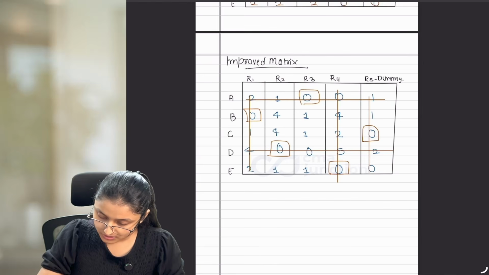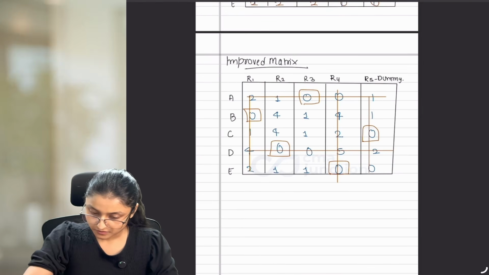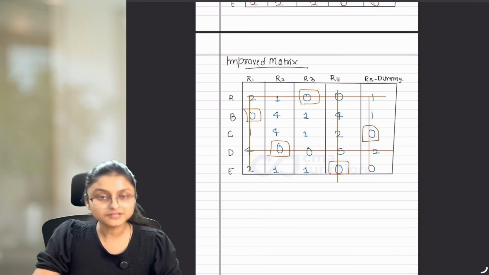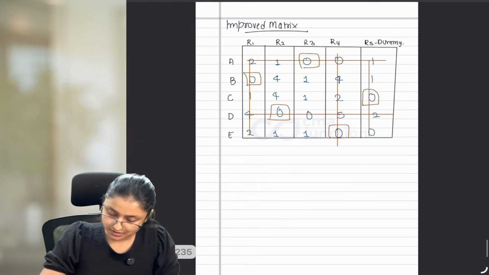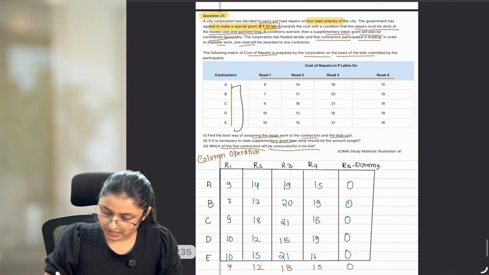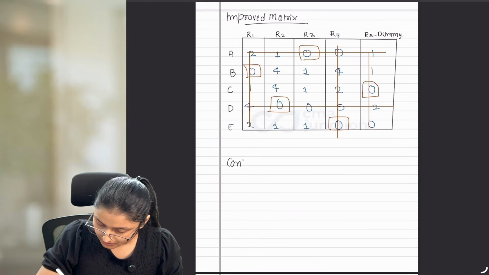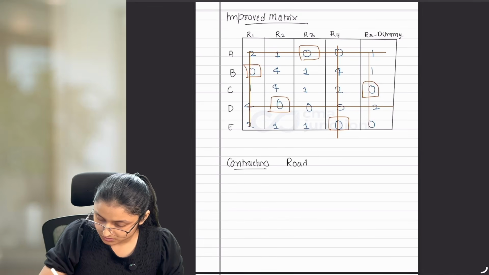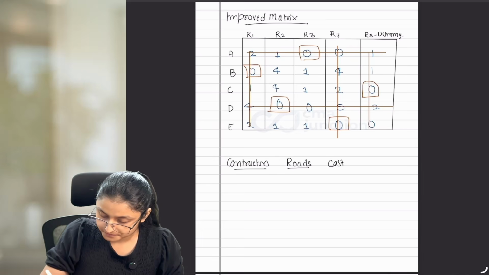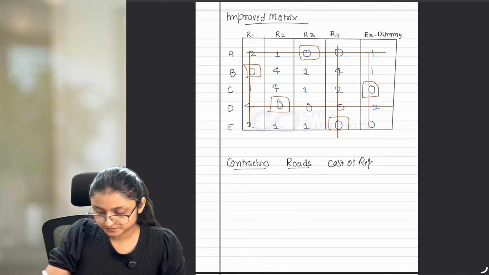Now after this, all the zeros are crossed and we have achieved our optimality. 1, 2, 3, 4, 5. 5 allocations are there and 5 rows and columns are available. So write it down. We have contractors and roads. Contractors, roads, cost of repair in lakhs.